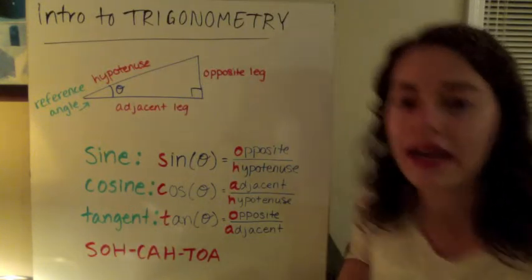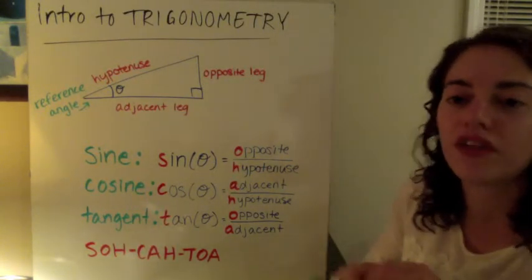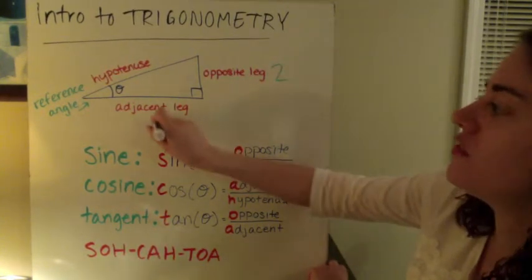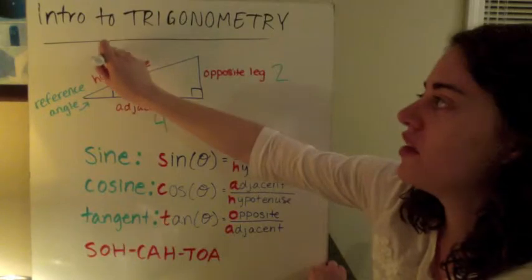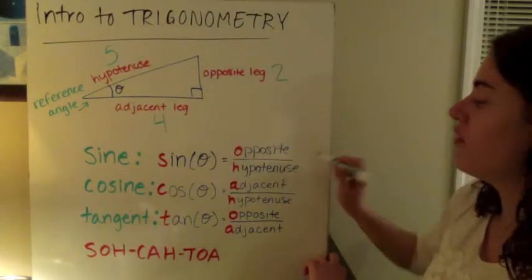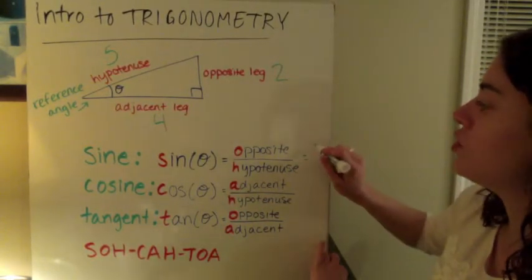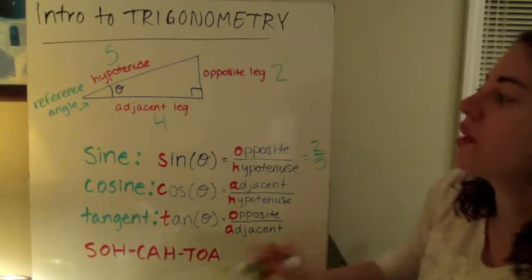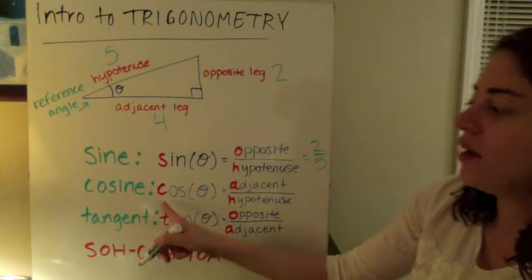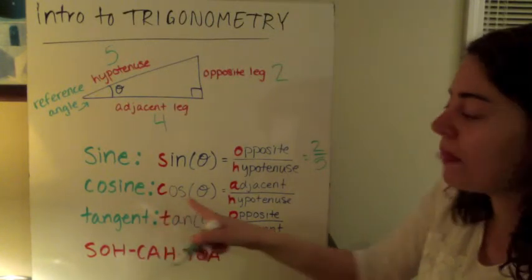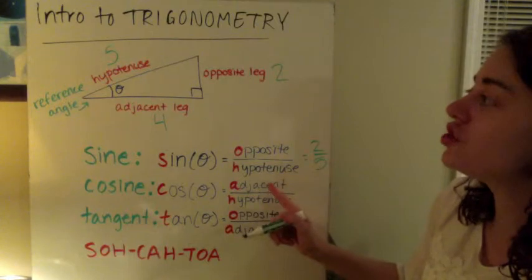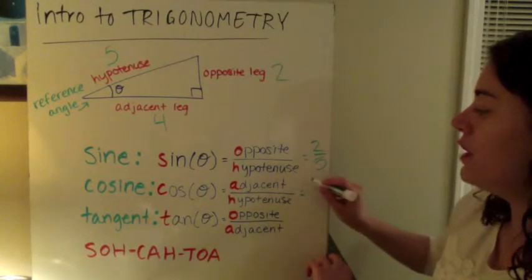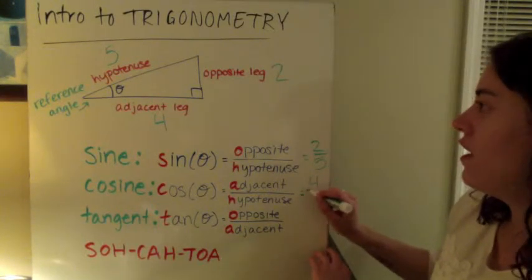So let me go ahead and add in some numbers just to make this seem a little more tangible. Let's say that this is 2, this is 4, and this is 5. So again, the opposite over hypotenuse would be equal to 2/5. The sine of theta is 2/5. The cosine of theta, abbreviated COS, is going to be equal to the adjacent leg over the hypotenuse. So in this case, that would be equal to 4/5.